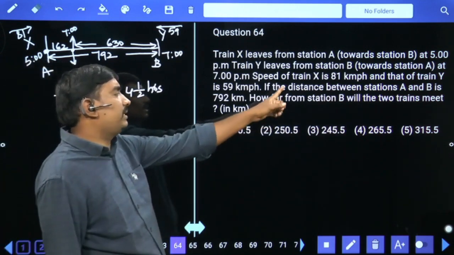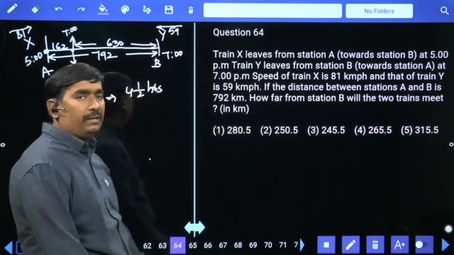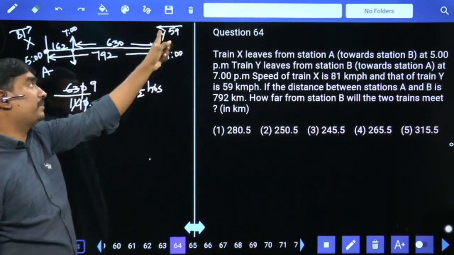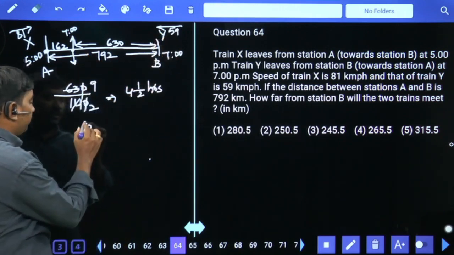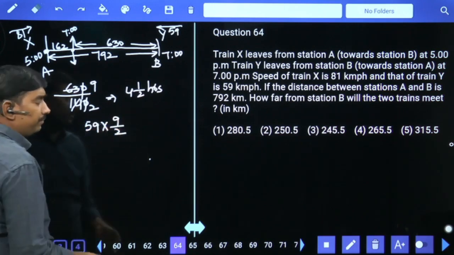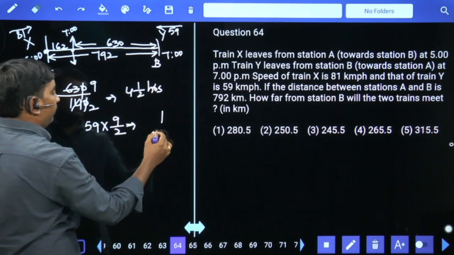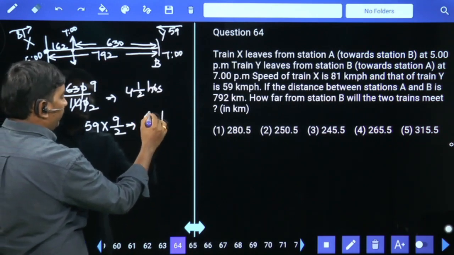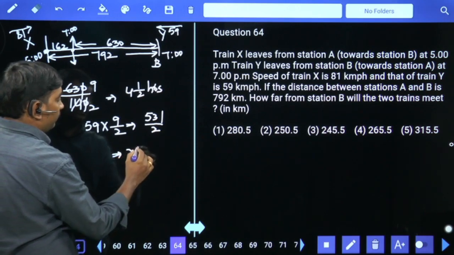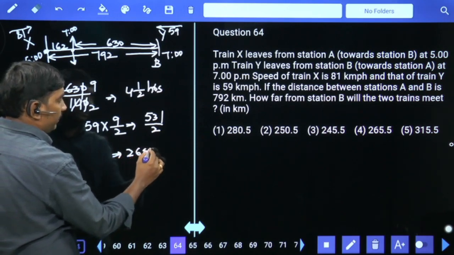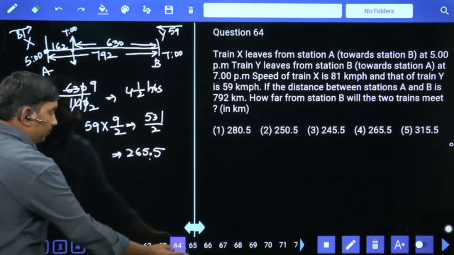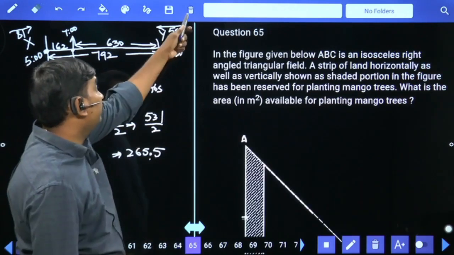How far from station B will the two trains meet? From station B, 4.5 hours. Station B train speed is 59 kmph in 4.5 hours. 4.5 hours means 9/2. 59 times 9 is 531, divided by 2. 2 sixes are 12, 2 fives are 10, 265.5 kilometers.